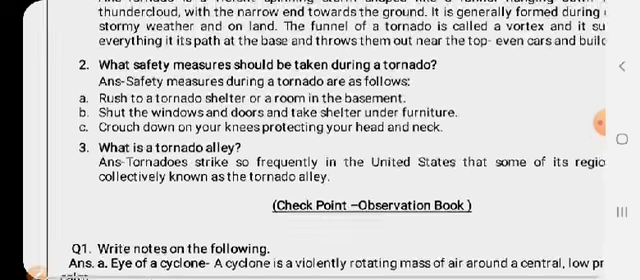Next is what is tornado alley. Tornado alley is a place where the tornadoes occur very frequently. तो उस जगह का name है, and it is in United States, right? So that is why it is called as tornado alley.